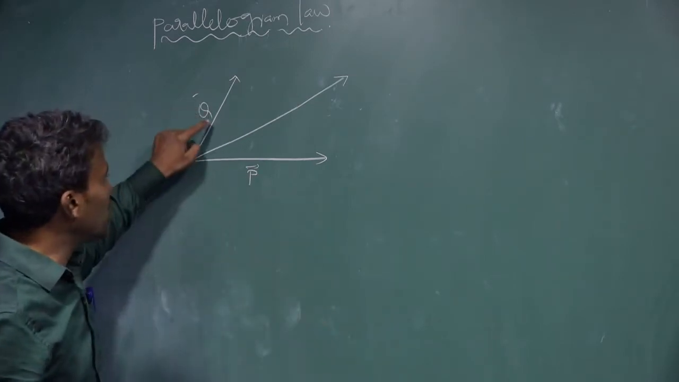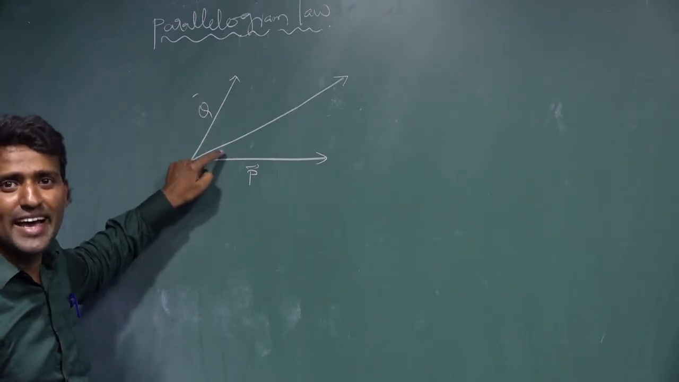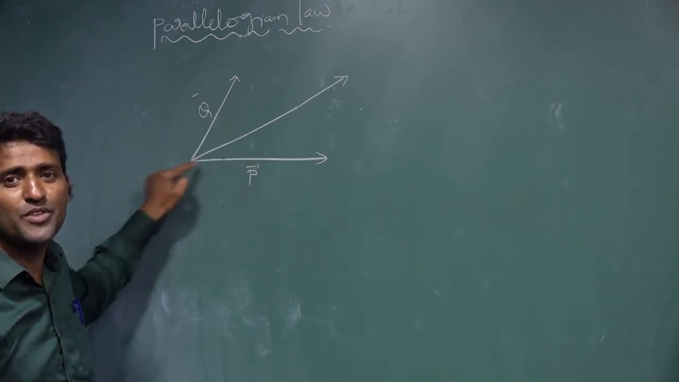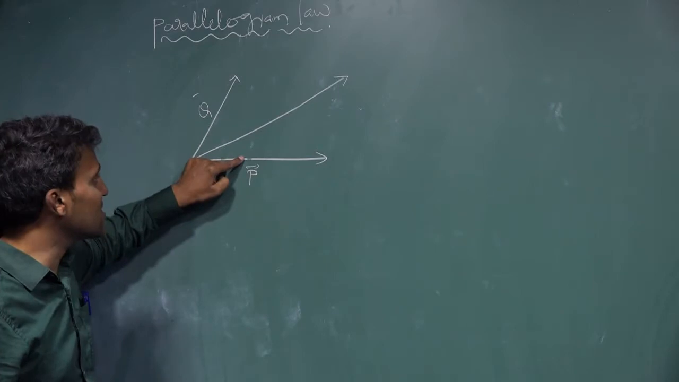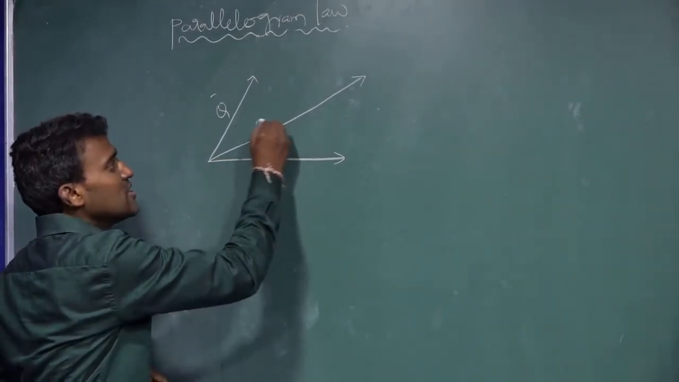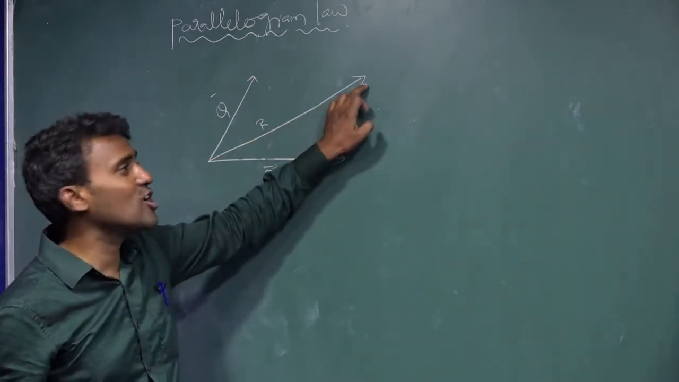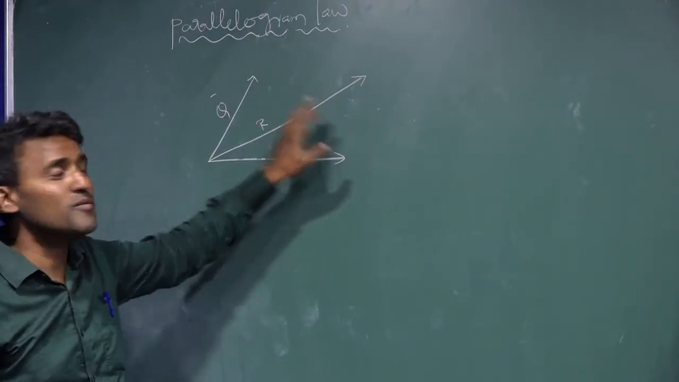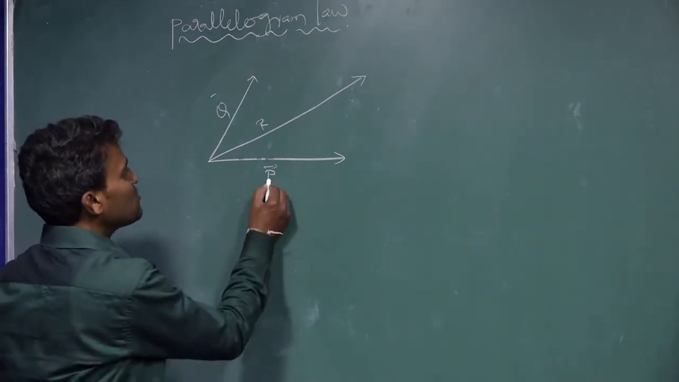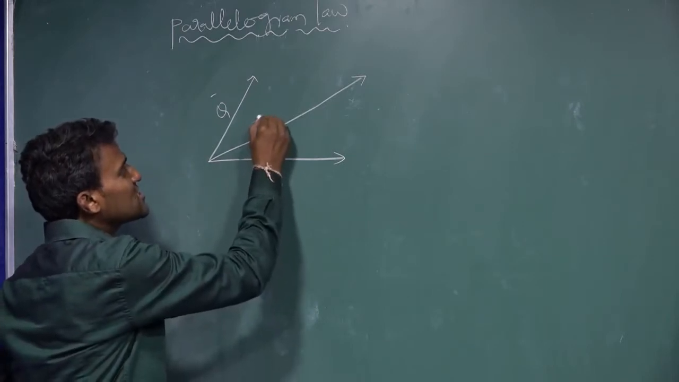Once again, two vectors are represented in both magnitude and direction by the adjacent sides of the parallelogram, and their resultant R is represented in both magnitude and direction by the diagonal of the parallelogram. Now I am writing P vector and Q vector as the two adjacent sides of the parallelogram, and R is the resultant vector.